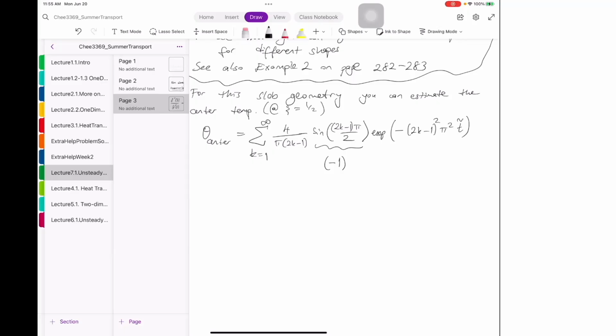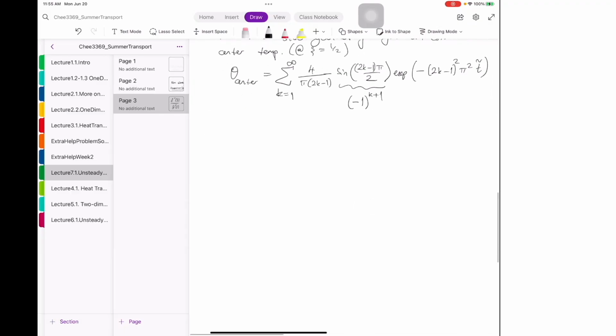Okay. Well, actually, it depends on the sign of the k. Yeah, that's good. So that gets k plus 1. There you go. So you can write it as theta center is equal to sum from k is equal to 1 to infinity, 4 over pi (2k minus 1) to k plus 1 exponential is (2k minus 1) squared pi squared t tilde. There you go.